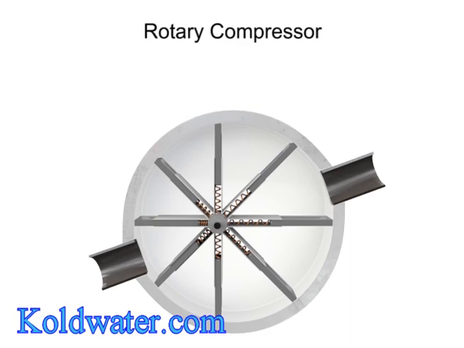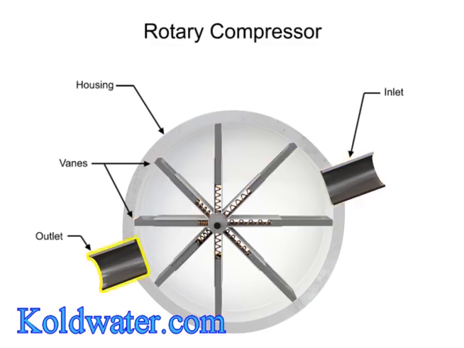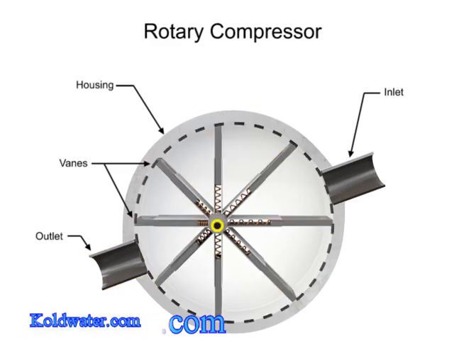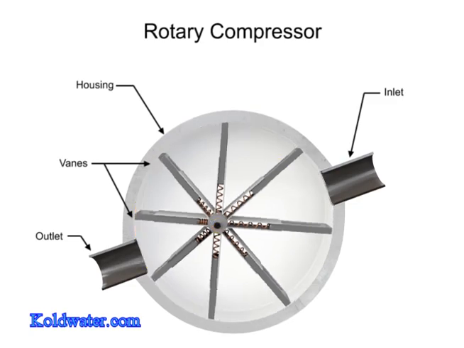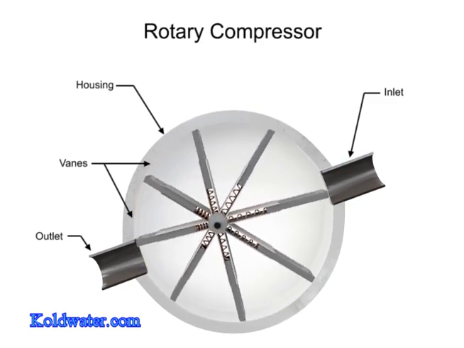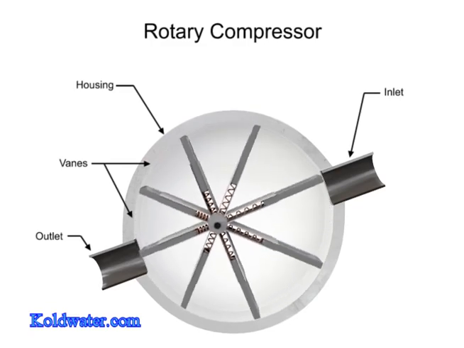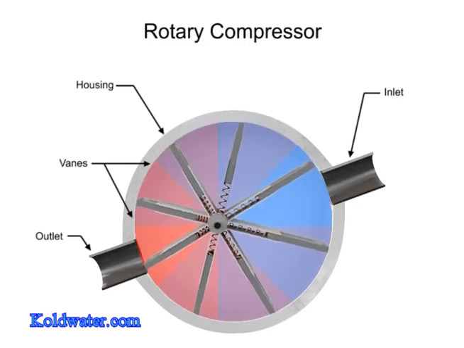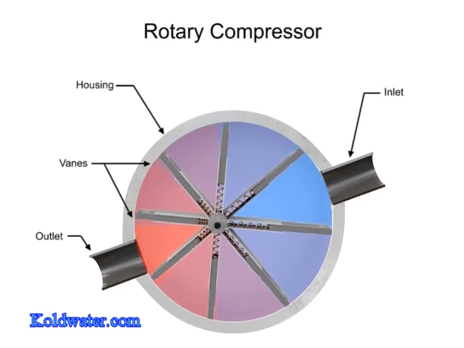Rotary compressors typically consist of a cylindrical housing with adjustable rotary vanes, an inlet, and an outlet. The vanes are on an off-center drive shaft. As the shaft rotates, the vanes slide in and out to maintain contact with the cylindrical compressor wall. As they do, they create chambers within the cylinder of varying sizes.